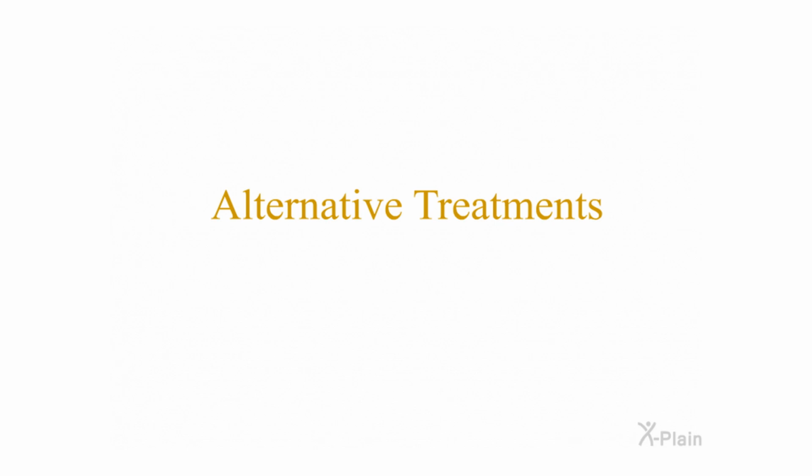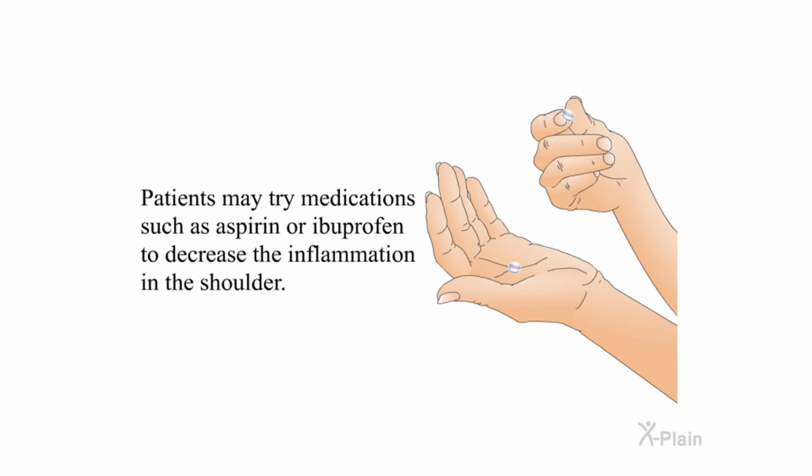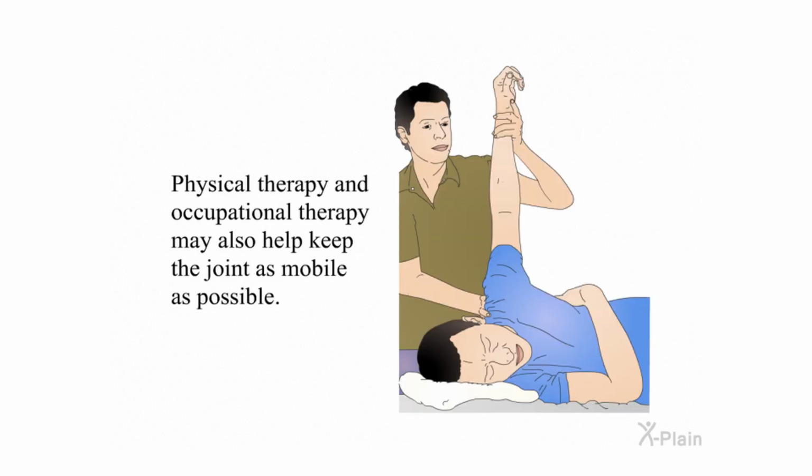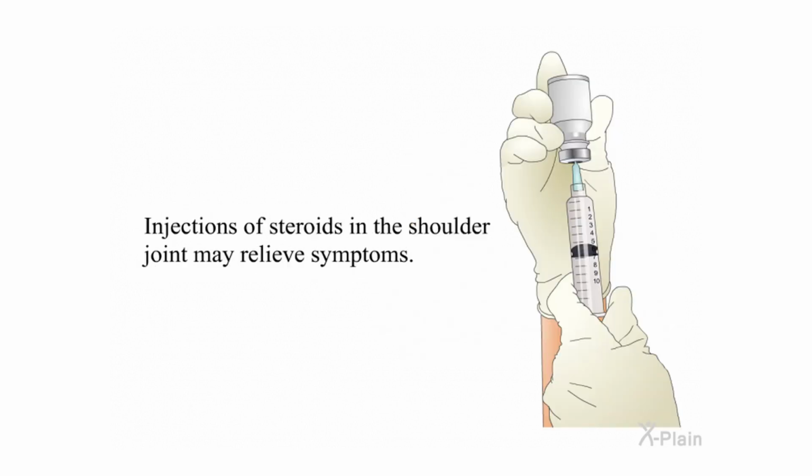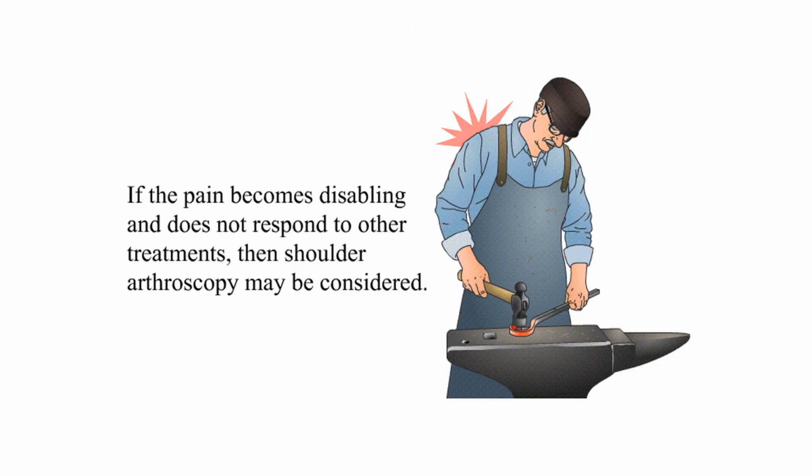Alternative treatments. Patients may try medications such as aspirin or ibuprofen to decrease the inflammation in the shoulder. Physical therapy and occupational therapy may also help keep the joint as mobile as possible. Physical therapy can also strengthen muscles to prevent further injury. Injections of steroids in the shoulder joint may relieve symptoms. If the pain becomes disabling and does not respond to other treatments, then shoulder arthroscopy may be considered.